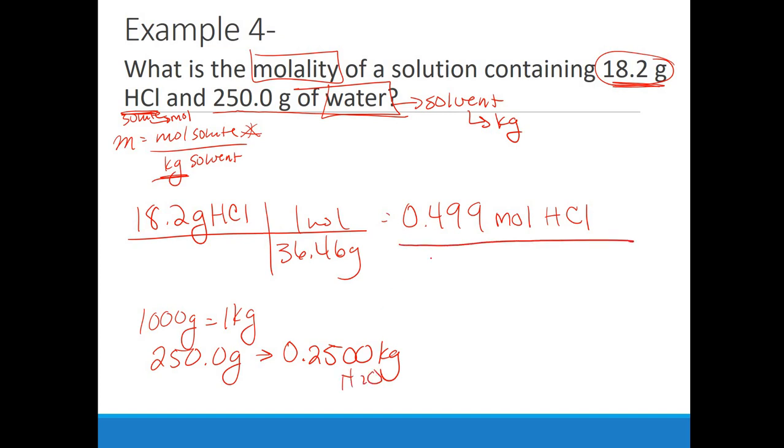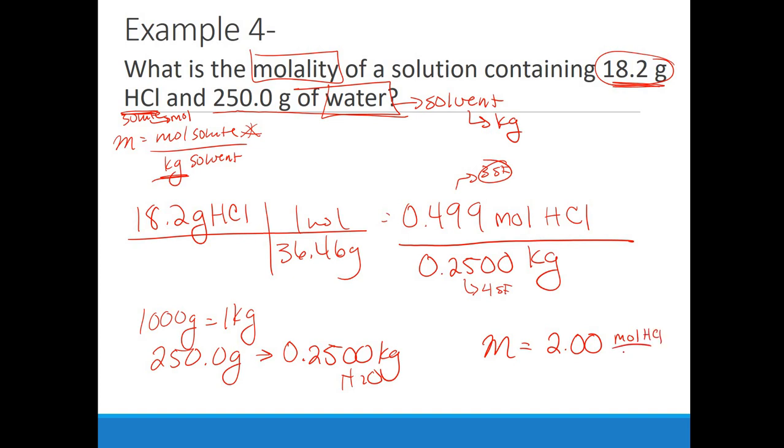So I'm going to divide moles by kilograms. Looking at sig figs, we have 3 sig figs here, 4 sig figs here, meaning our answer can only have 3. We calculate that out, and we end up getting a molality of 2.00, because we can only have 3 sig figs. You have 2 options for units, moles of HCl over kilograms, or you could have just written a lowercase m. And that would be our answer.